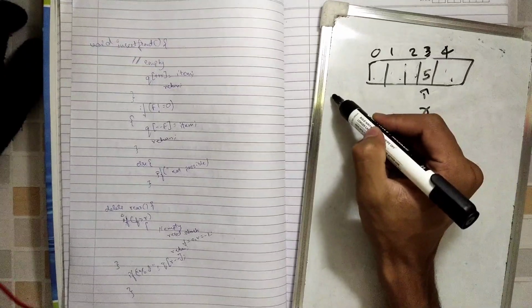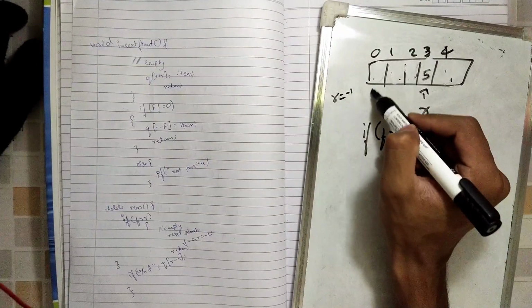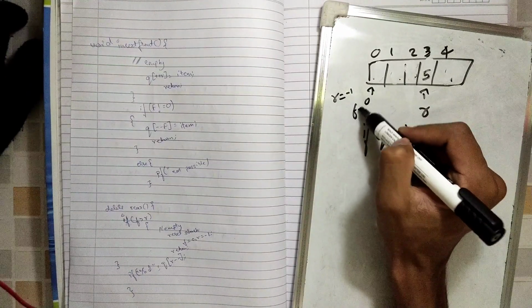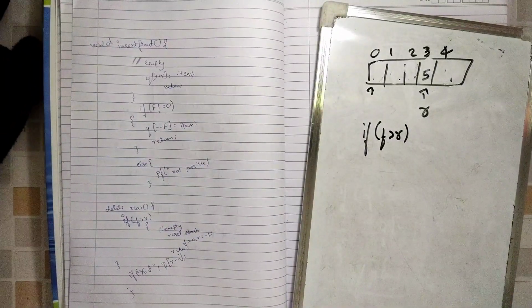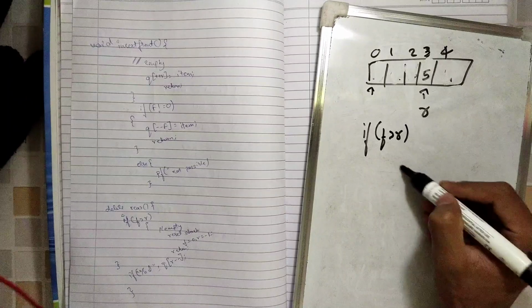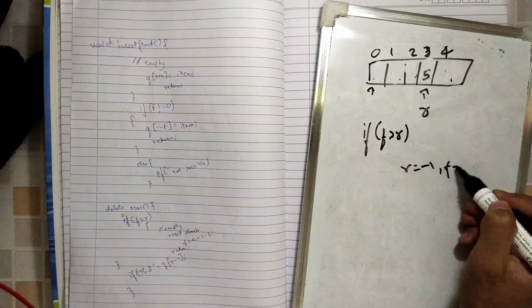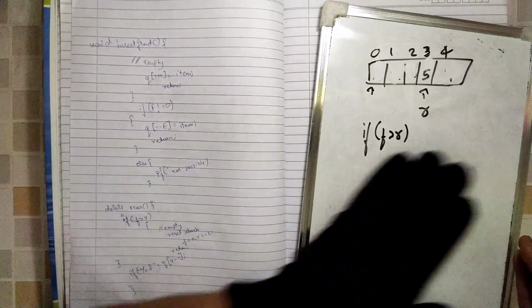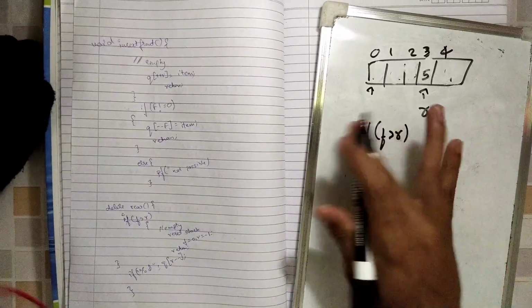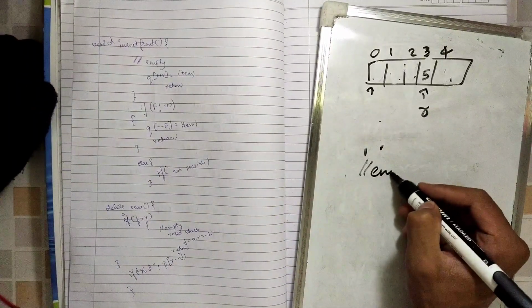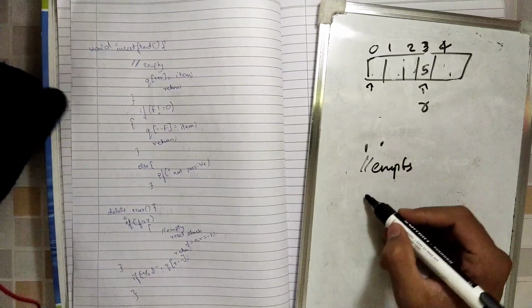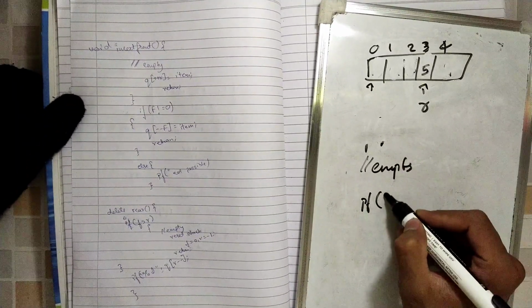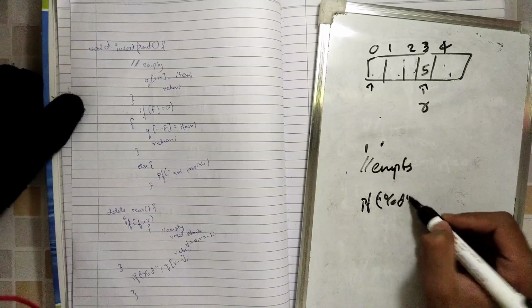R will be initially minus 1, right? If F will be at the 0 location, F equals 0. So if this is true, then it is empty. Or you can put it like R equals minus 1 also, and we will reset R equals minus 1, F equals 0, like that you will reset. This is nothing but your empty condition. Else, we have to delete: printf percentage d deleted.